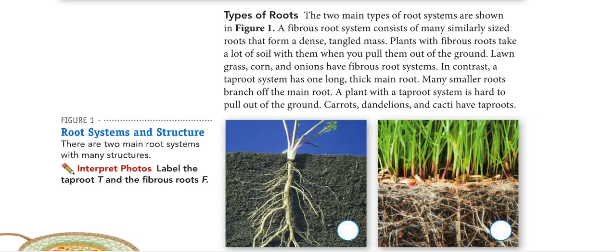As the directions explained over here in Figure 1, it says there are two main root systems with many structures. Label the taproot T and the fibrous roots F. So in these circles here, if you could place a T or an F in your book to identify the taproot and the fibrous root.